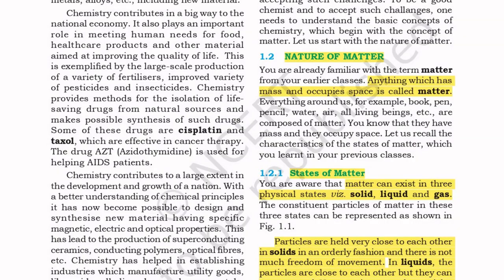Nature of matter. Anything which has mass and occupies space is called matter. Everything around us, for example, book, pen, pencil, water, air, all living beings, etc., are composed of matter. They have mass and they occupy space. States of matter. Matter can exist in three physical states, namely solid, liquid, and gas.